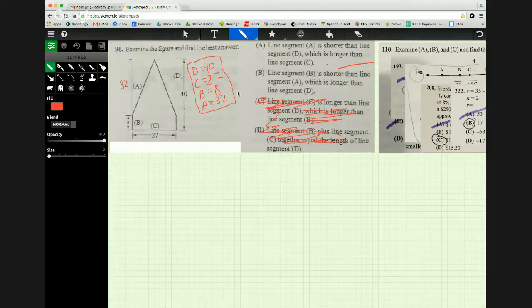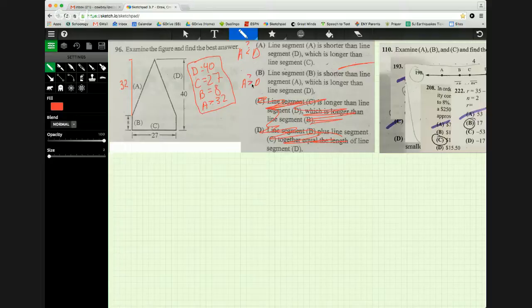Now we've got to determine if A is longer than D. Or we could look at letter A and say line segment A is shorter than line segment D. We know that D is longer than C. So on this one, we have to figure out, is A shorter than D? And here we know that B is shorter than A, and then we've got to figure out if A is longer than D.